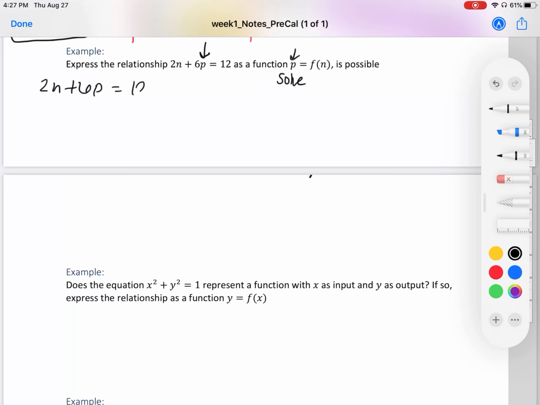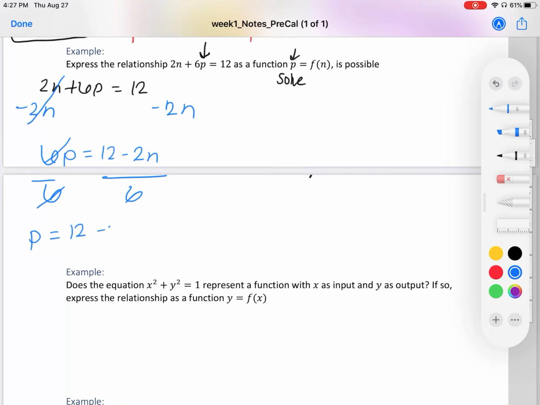All right, to do so, let's go ahead and move the 2. So we have minus 2n. We do to one side, we do to the other, minus 2n. And we're left with 6p is equal to 12 minus 2n. All right, to get p by itself, let's divide by 6 on both sides. 6 divided by 6 is gone, and we're left with p is equal to 12 minus 2n over 6.